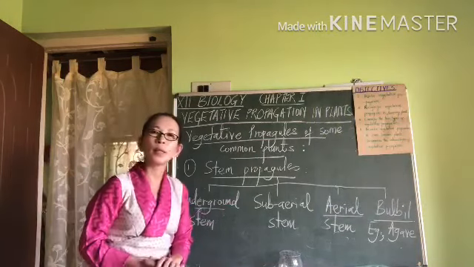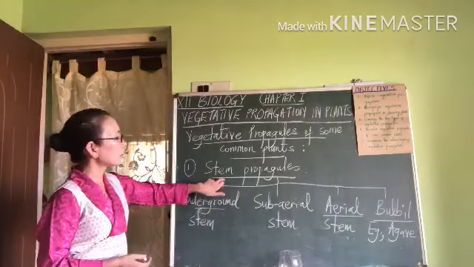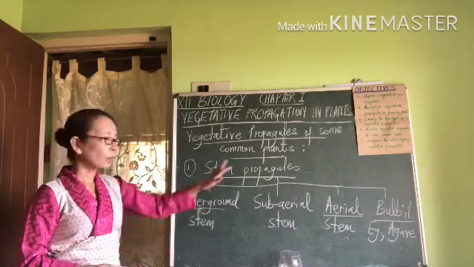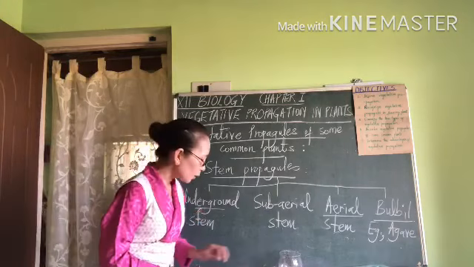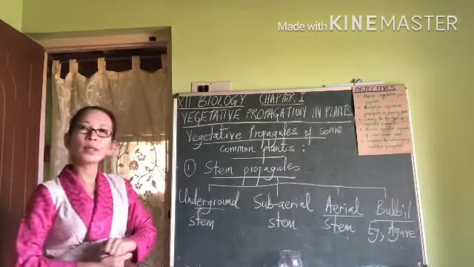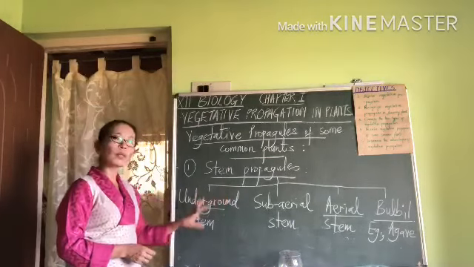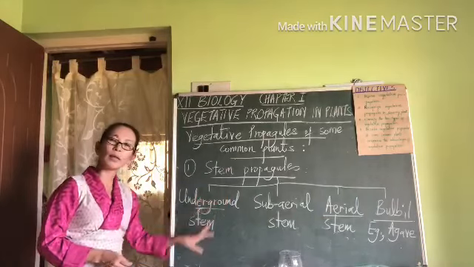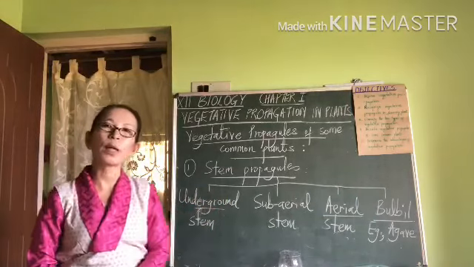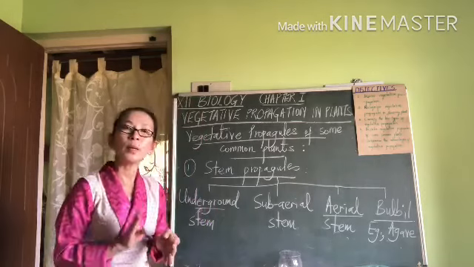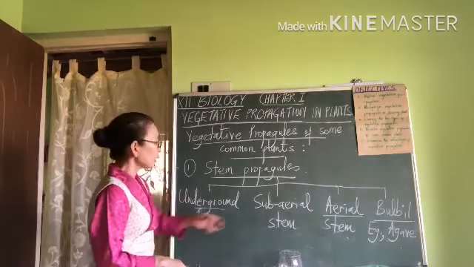And hence bulbil is yet another example for a stem propagule. Okay, so with this we finish with the stem propagules in some of the plants. So what we have learned here is the stem propagules can be an underground stem, and in the underground stem we do have different types of underground stems, such as it can be a tuber, it can be a rhizome, it can be a bulb, or it can be a corm.